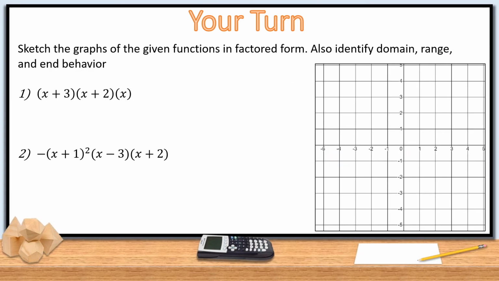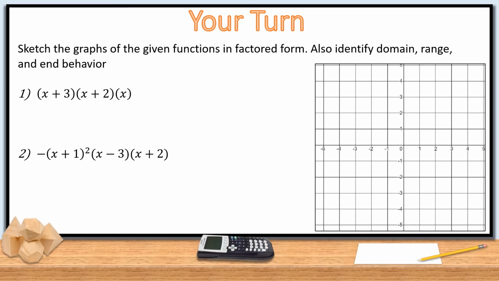All right, your turn again. This time you're sketching the graph based on the factors given to you. And notice that in number 2, x plus 1 has a multiplicity of 2. It is squared, so that factor is repeated. So check what you think the general shape should look like, then move it onto a graph with the roots in the right spot. Come back, see how you did.